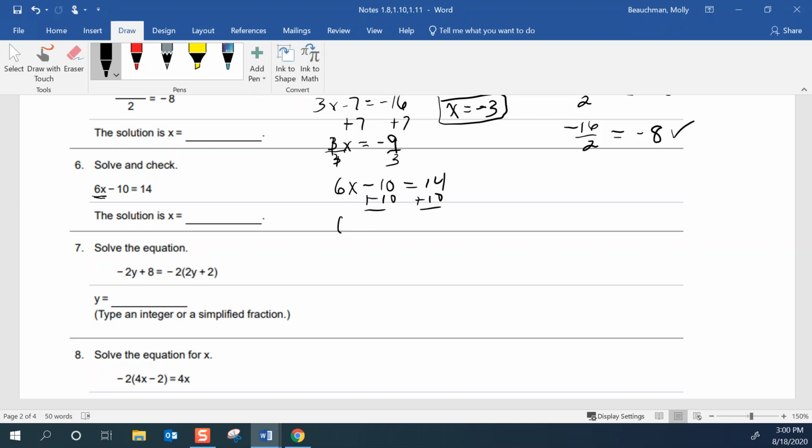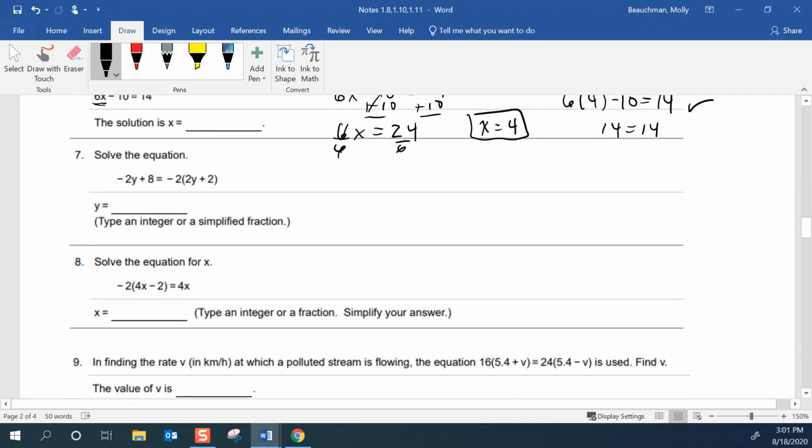I end up with 6x is equal to 24. Last step, divide both sides by 6. 24 divided by 6 is 4. Double check and make sure it works. 6 times 4 minus 10, does that equal 14? 24 minus 10 is 14, yes. Our answer works. Next equation has a few more steps.